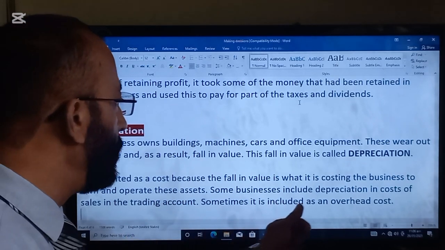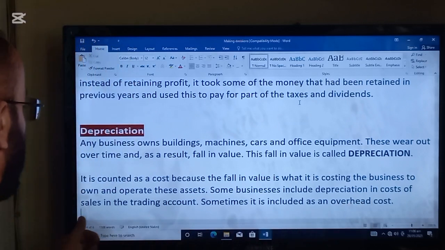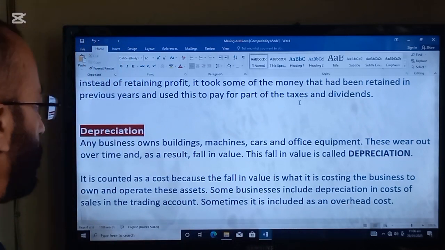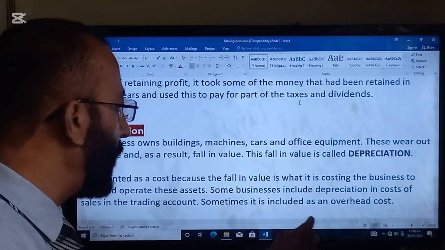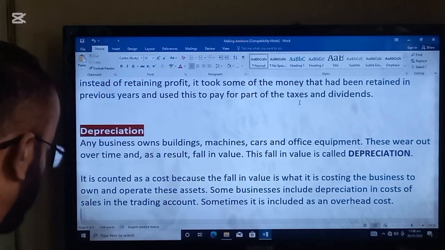Some businesses include depreciation in the cost of sales in the trading account. Sometimes it is included as an overhead cost.